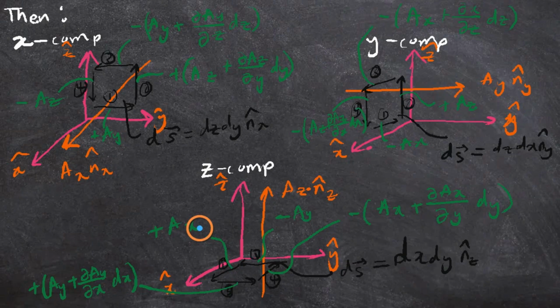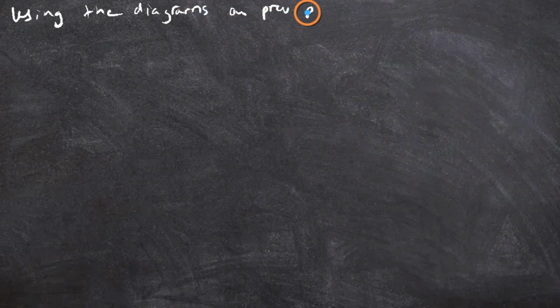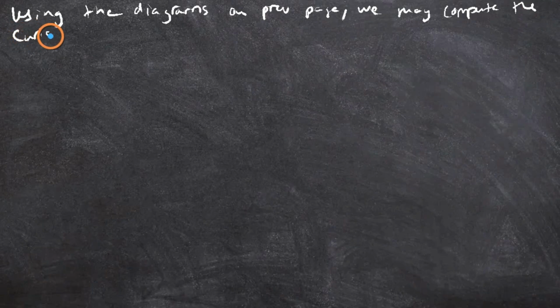Okay. So now, using these diagrams that we had at the previous slide, we can go on and compute the curl. So using the diagrams of the previous page, we now compute the flux. I think the first flux we're going to do in components. That's how we're going to do it. So we'll start with the x component, then the y component, and finally, the z component.